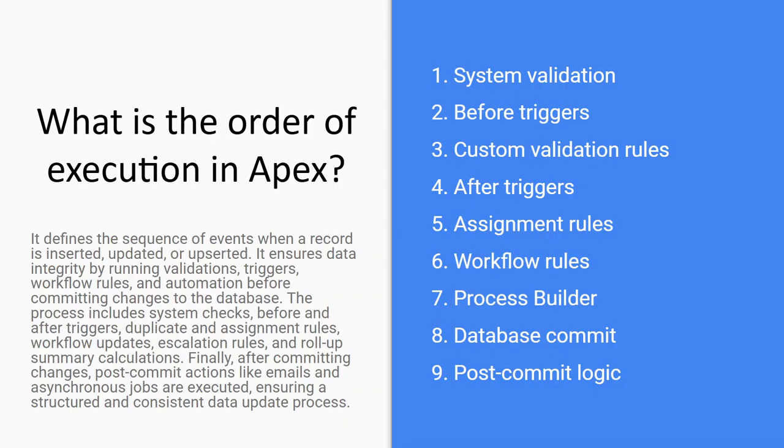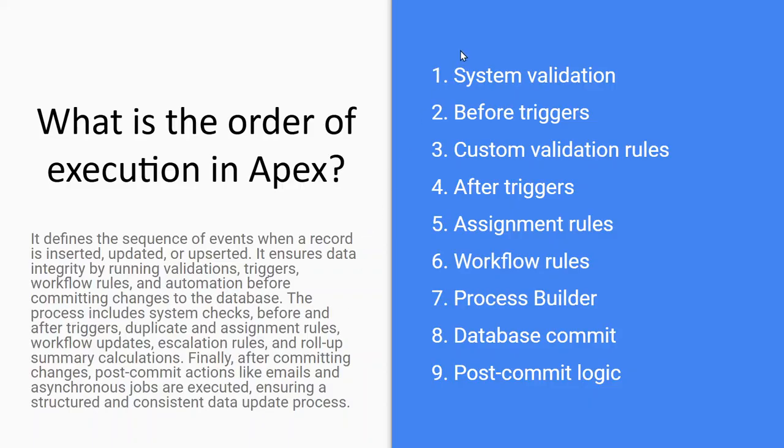The order of execution is generally the sequence of events when a record is inserted, updated, or upserted in our org. It ensures data integrity by running validations, triggers, workflow rules, and automations before committing changes to the database.